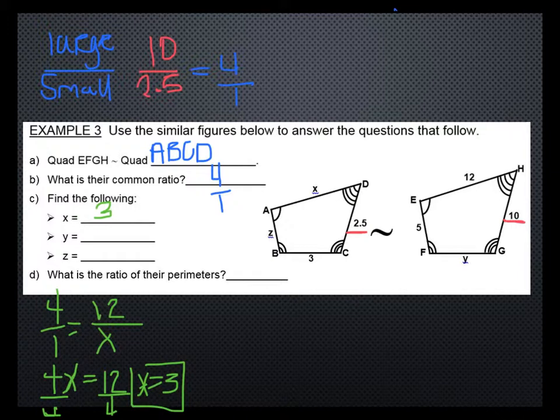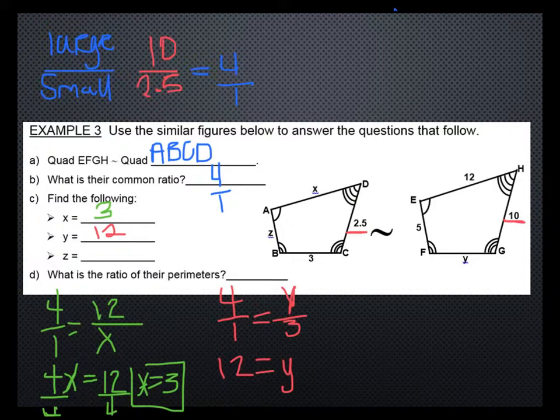Now let's find the y value. Start with your common ratio, 4 over 1. Then we're going to look for y. Y is at FG. It corresponds to BC. Remember, it's large over small, so this will be y over 3. Again, we cross multiply, then we'll divide if we need to. 4 times 3 is 12. 1 times y is y. So our y value is equal to 12.